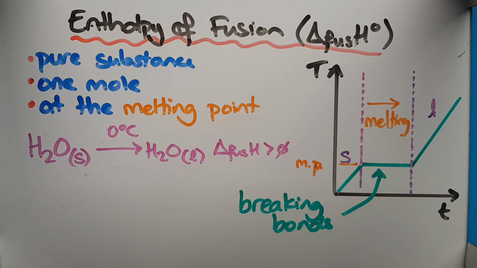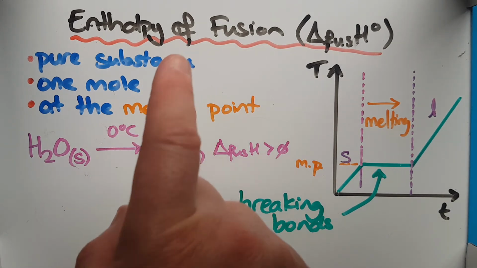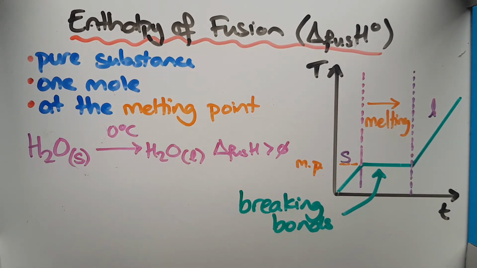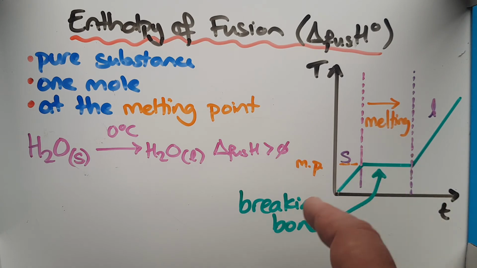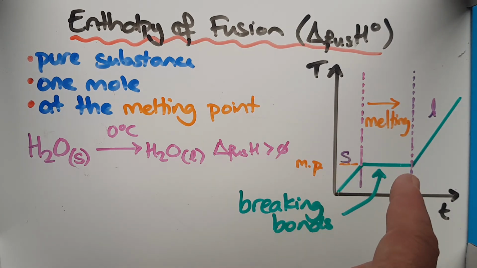The enthalpy of fusion, or latent heat of fusion, is the amount of energy absorbed by 1 mole of the pure substance for it to melt. So there are some key points. It's the pure substance, it's 1 mole, and it has to be at its melting point already. So if we took it just before or just after, we would be getting incorrect values. So at the melting point, the amount of energy required to turn 1 mole of that substance into a liquid.